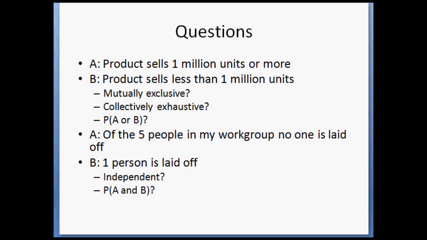Of the 5 people in my work group, A, no one is laid off, or B, 1 person is laid off. So I've got 2 events. Are those independent? The answer to that is no, right? If I knew that 1 person was laid off, what's my belief about the probability of A? Well, it's not going to be the same, right? In fact, the probability of A given B is 0. If 1 person is laid off, the chance that no one is laid off is 0. So probability of A and B, that's going to be 0.